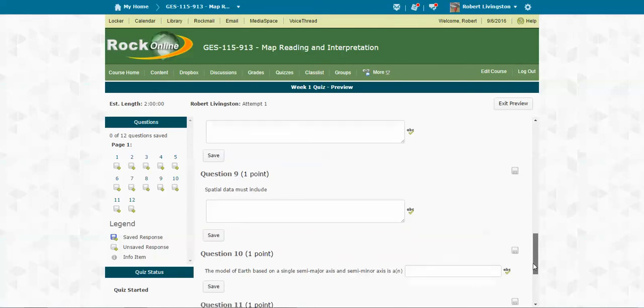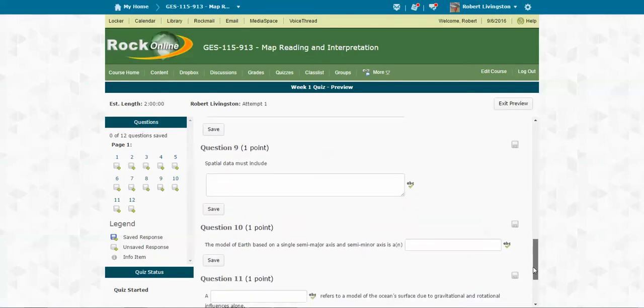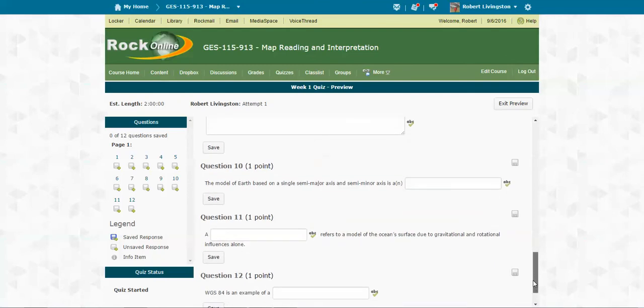All right, next question. Model of Earth based on a single semi-major axis and a single semi-minor axis is an ellipsoidal model. And not a sphere, but an ellipsoidal. In other words, it's flattened top to bottom. A blank refers to a model of the ocean surface due to gravitational and rotational influences alone. Well, that's our geoid. Remember that kind of odd potato-looking representation? That refers to the gravitational surface.